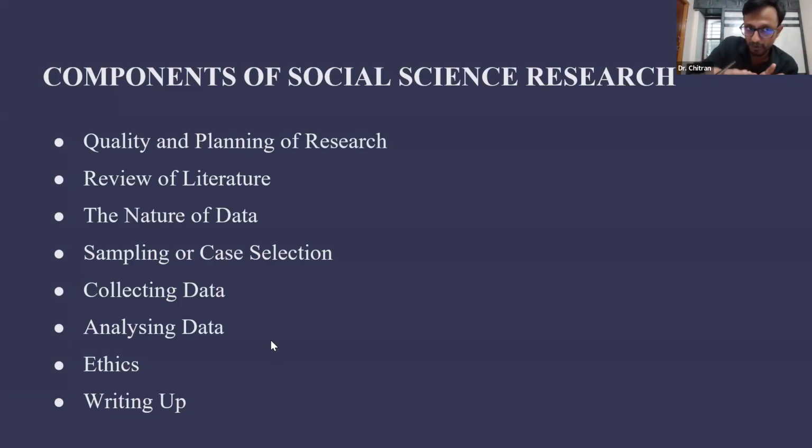And in that sense, in the course of this presentation also, I'll be touching upon these aspects of ethics and sampling methods, all these things, because all are very much connected in that sense, right? So now we'll go to this idea of components of social science research. This is from various reference books that I got this information.